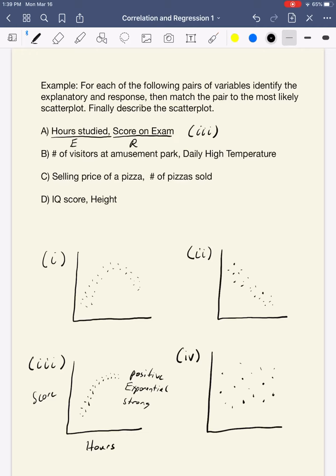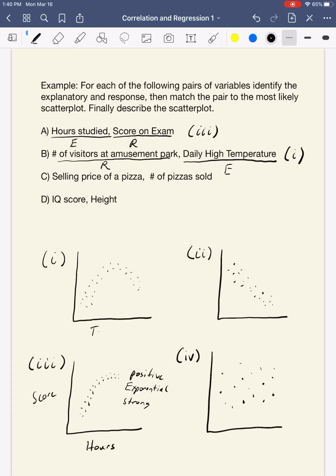All right, let's go back and look at B now. So in B, we've got the number of visitors at an amusement park and the daily high temperature. So we're trying to see how these two things would be related. Here, we would expect that the daily high temperature would be the explanatory, and the number of visitors, right, that actually show up that day is the response. It wouldn't make any sense to say that the visitors explain the temperature, but it might make sense to say that the temperature explains the visitors. What graph would this be associated with? Well, most likely it'd be associated with graph 1. Let's see why that is.